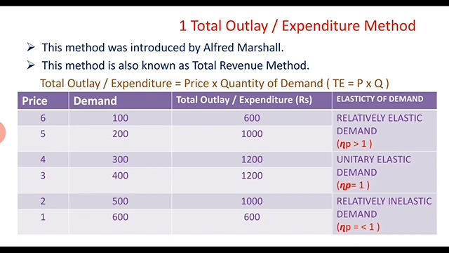If total expenditure remains the same with an increase or decrease in the price, then the price elasticity of demand is said to be unitary elasticity of demand. In this table, at the price 4 rupees and 3 rupees, total expenditure is the same at 1200 rupees. It is said to be unitary elasticity of demand. Here eta P is equal to 1.